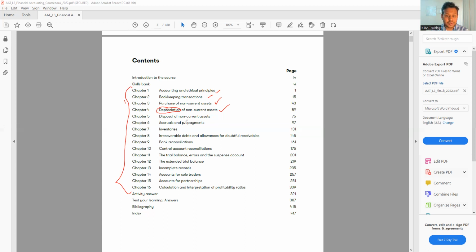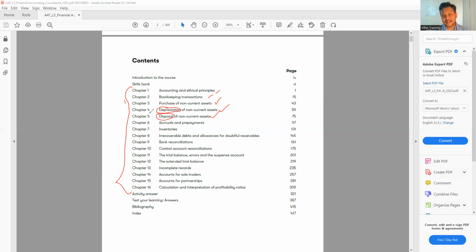Then we have a disposal of non-current asset. Now the disposal represents sale. Disposal means sale of non-current asset. Now the reason we call it disposal, because when we have a normal business, like the daily activities we do in the business, to buy something, to sell something, we call it sales. Sales means the income coming from the trade.